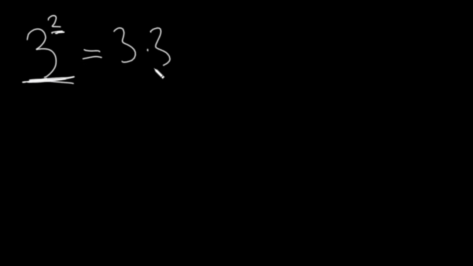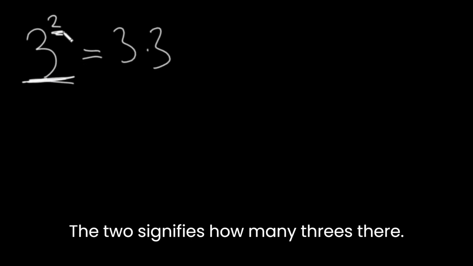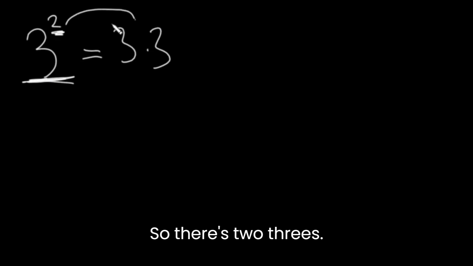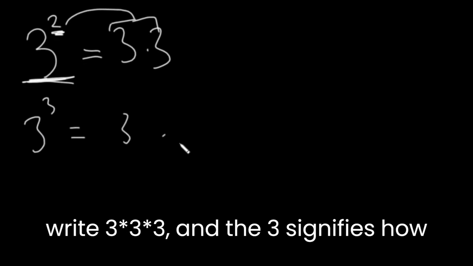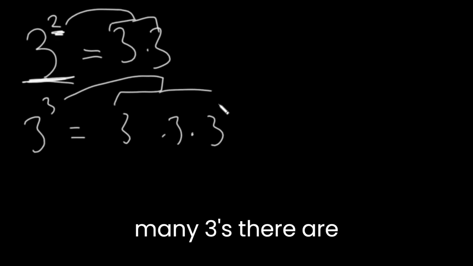Since we have 2, we have to multiply 3 by itself once. The 2 signifies how many 3's there are, so there's 2 3's. Instead, if we had 3 cubed, we would write 3 times 3 times 3. And the 3 signifies how many 3's there are.